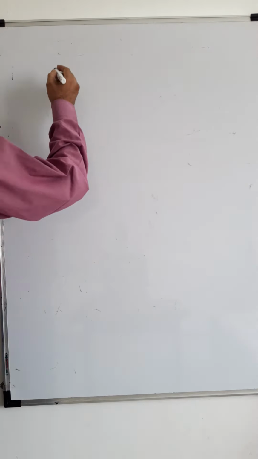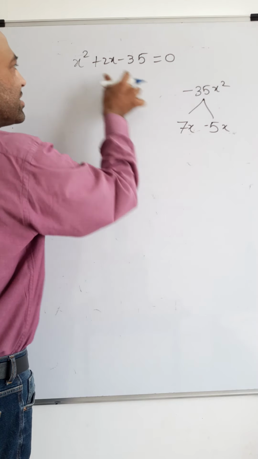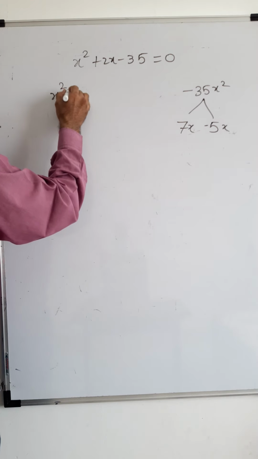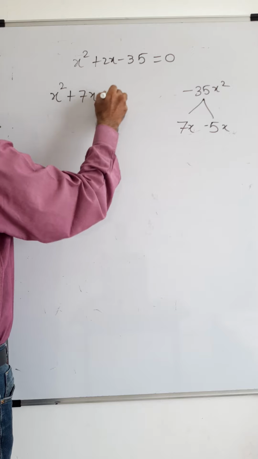For 35, what do we need? Minus 35 x square, which we call the middle term split method. This into this you multiply. Now choose two numbers, 7 and 5, I have taken. The sum should be plus, so this is plus and this should be minus, and x we have to attach. When you multiply this you will get minus 35, and when you add this you will get plus 2x. So the factors become this way.